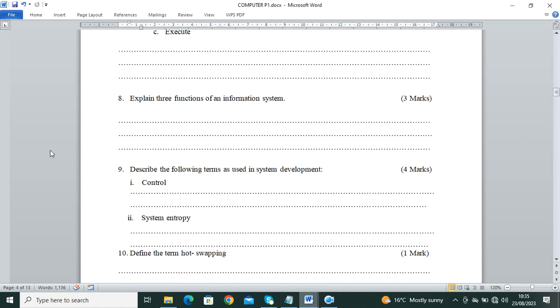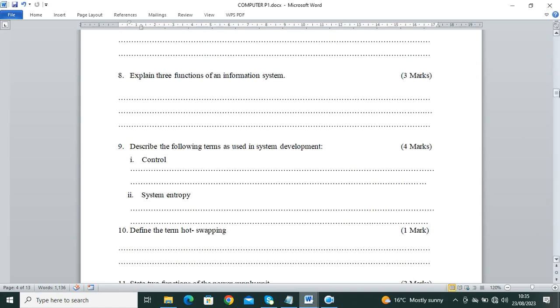Explain 3 functions of an information system. This is Form 3 system developments topic. That is another tricky topic. So, what is an information system? And then, what are the 3 functions of an information system? When I talk about an information system, it's a combination of data, procedures, people. You can talk about computer systems that make it easy for day-to-day execution of duties and ease of decision making.